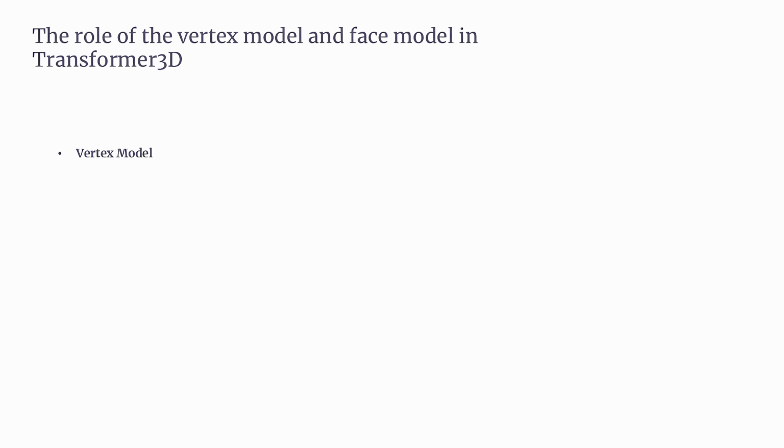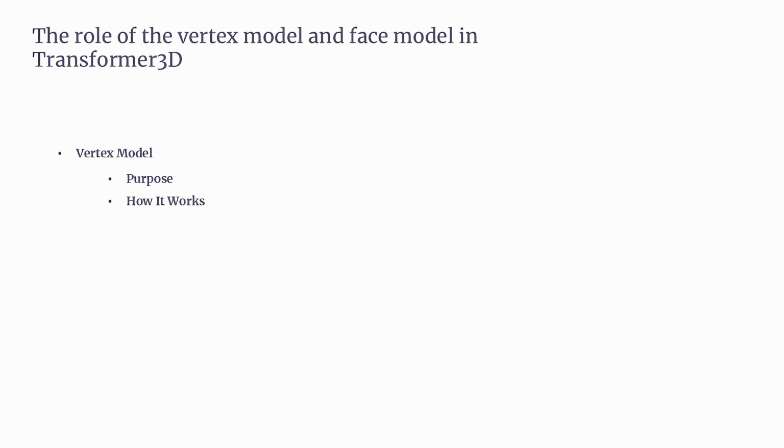The first, vertex model. 1. Purpose. The vertex model's main job is to express a distribution over vertex sequences, which represent the individual points that define a 3D mesh. These vertices are fundamental because they help define the shape of the object.